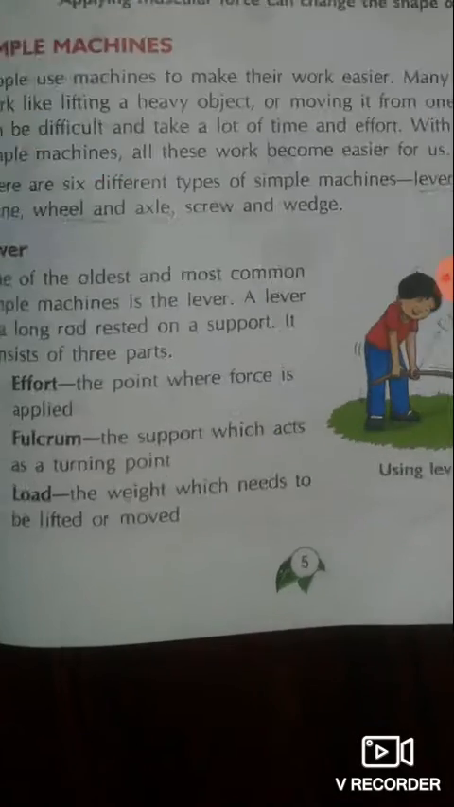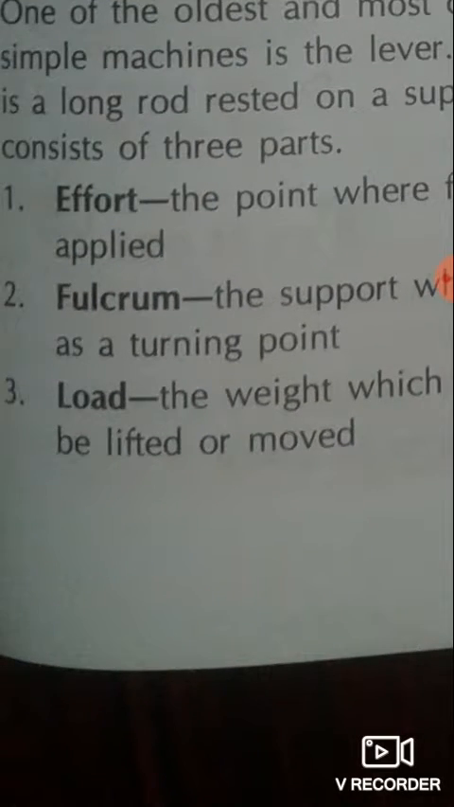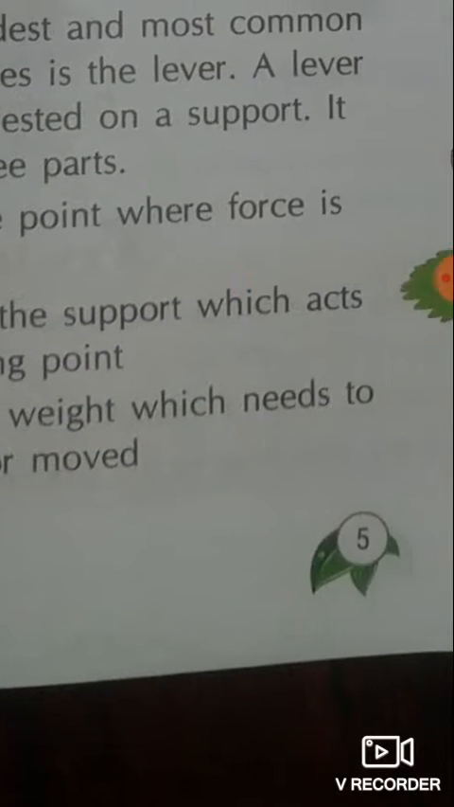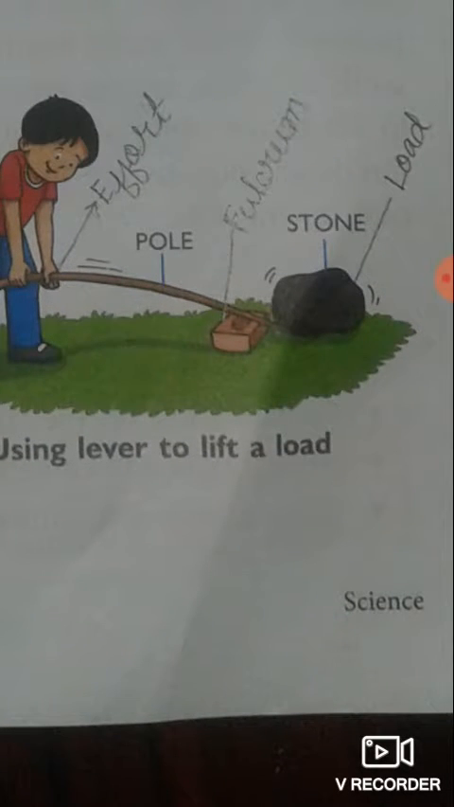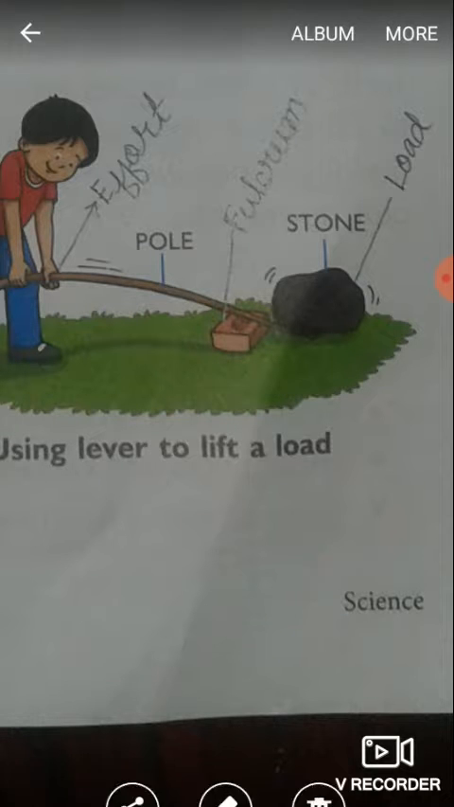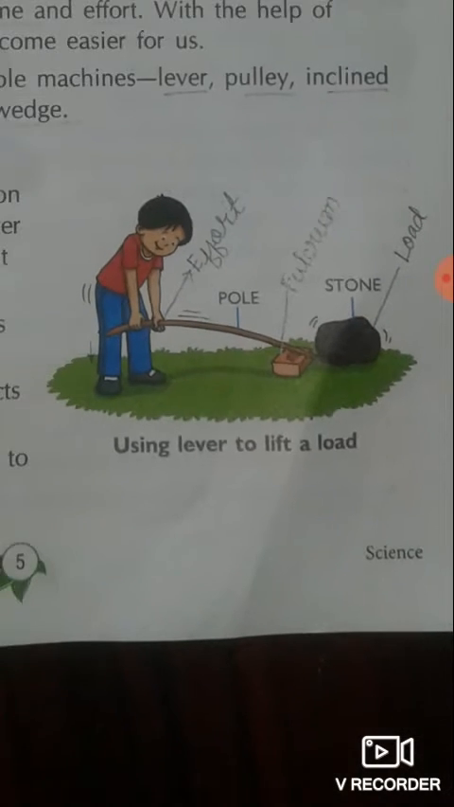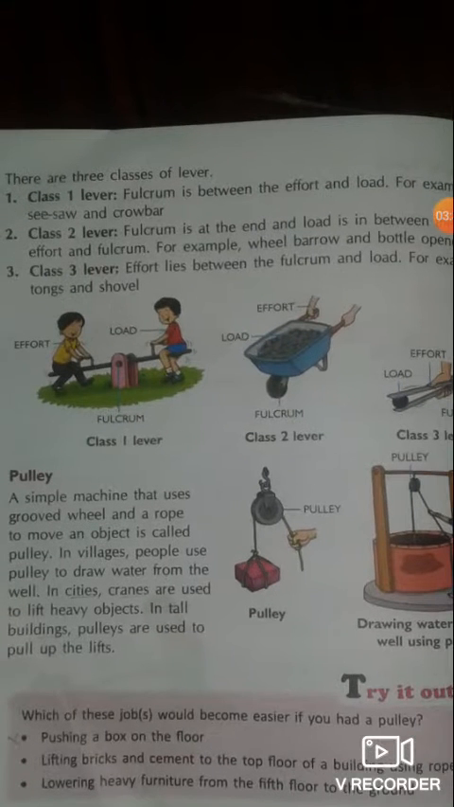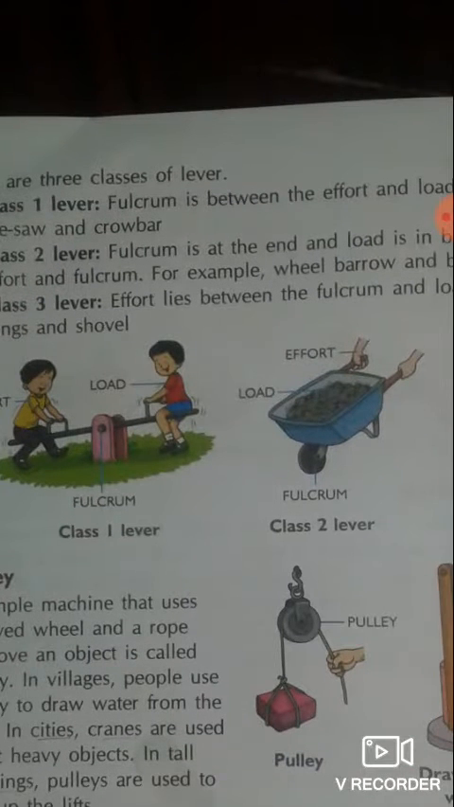Then load. What is load? The weight which needs to be lifted or moved. Which one? This is the stone. Stone is the load. Here are three parts: effort, fulcrum and load. There are three classes of levers: class 1 lever, class 2 lever and class 3 lever, depending upon the position of the effort, fulcrum and load.